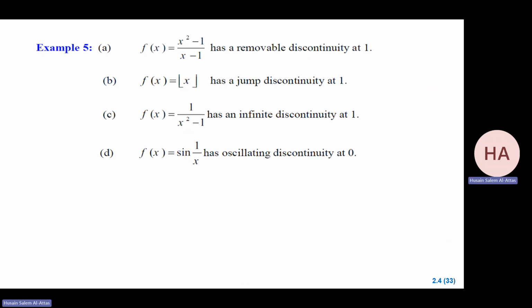Okay, so if you look at this function, I will not talk about jump and infinite. All of them I call non-removable. Okay, look at this. The limit as it goes to 1, will it exist or does not exist?